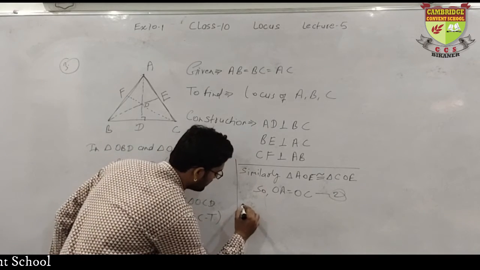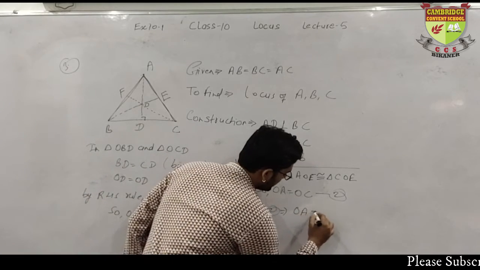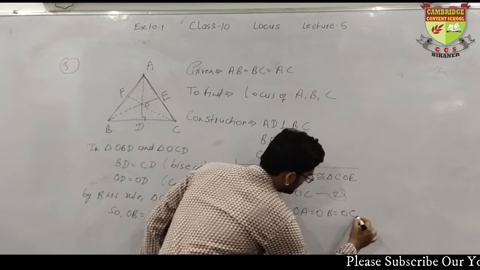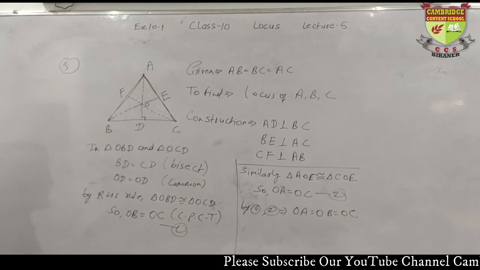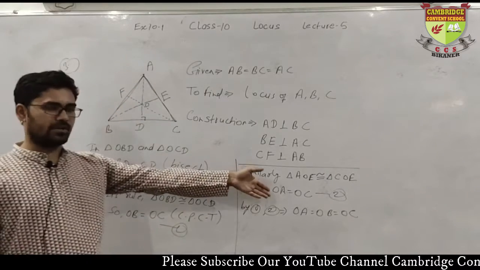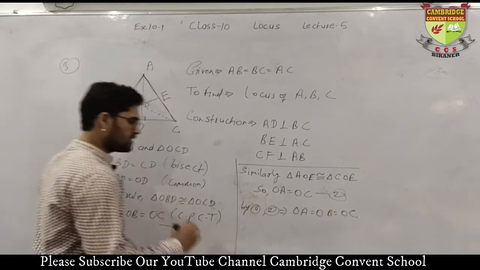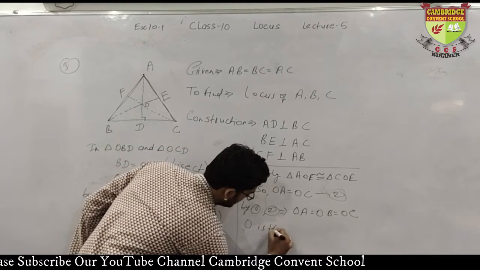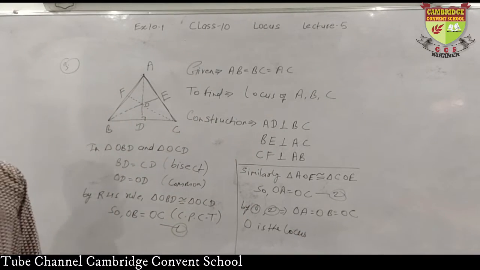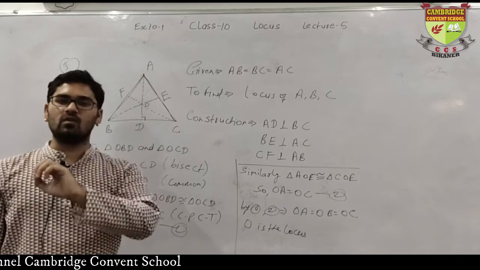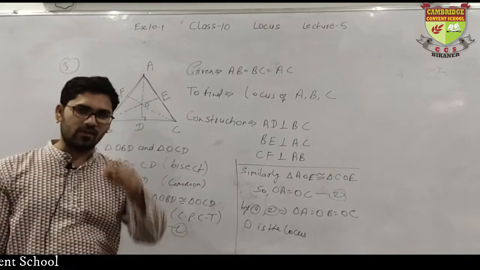So we can say that by the first and second part, OA equals OB equals OC. That means all these three lengths are equal. That means this says that O is at equal distance from all these 3 points A, B and C. That means O is the locus. Because what is the condition of locus? The condition of locus is that the point must be at equal distance from all the remaining points, right? So O is at equal distance from all the remaining points. This is the first condition.